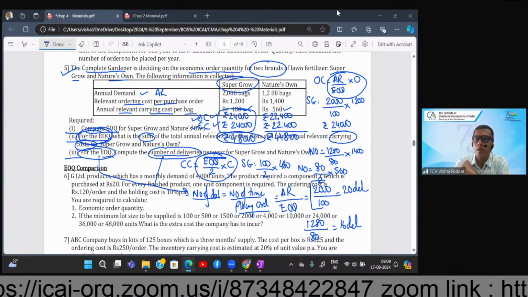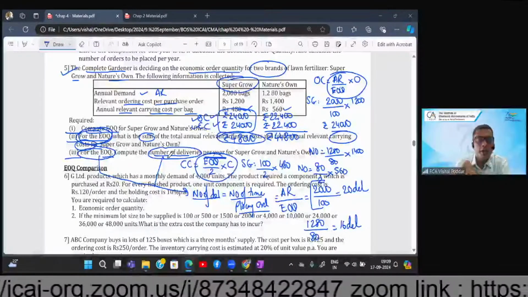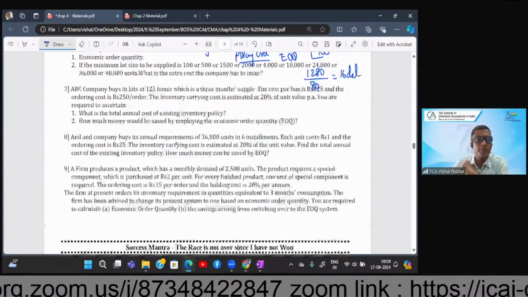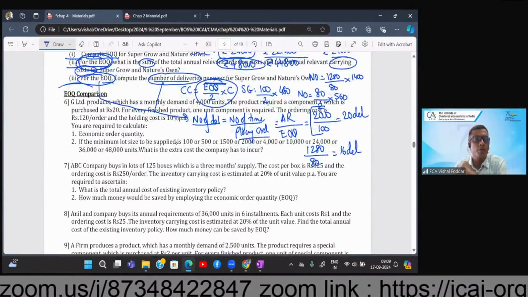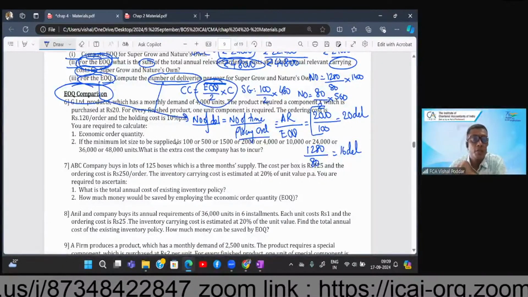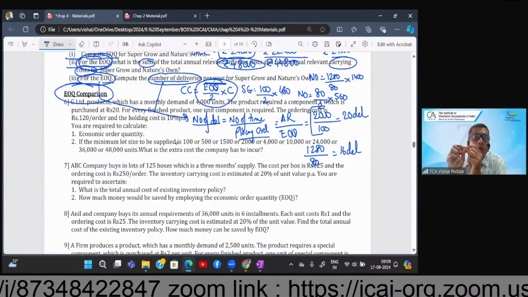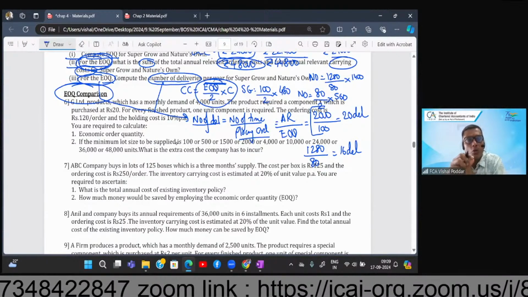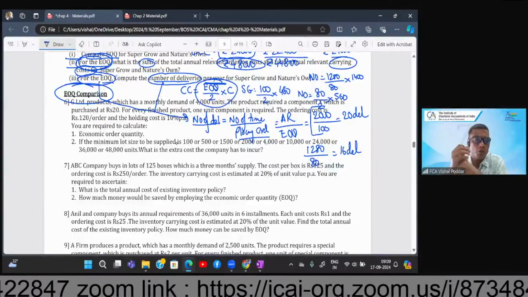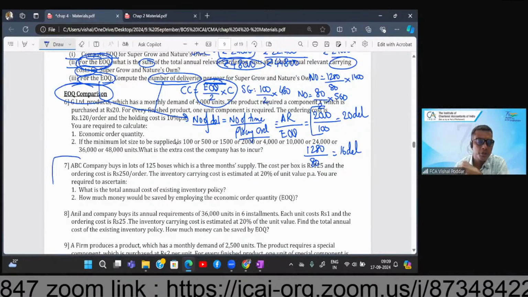Right? Great. Now I take you to the other category of question, which I have named EOQ comparison. What is this EOQ comparison? EOQ comparison means, as I was mentioning when I was explaining the concept, now you need to find out total cost, one at the EOQ level and one at some other level, which some other manager or somebody is asking you to do. So here I'll take the seventh question.